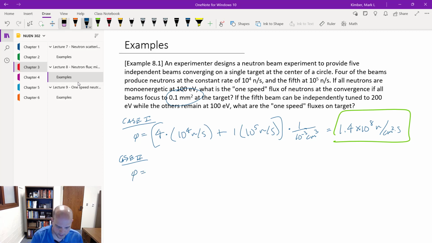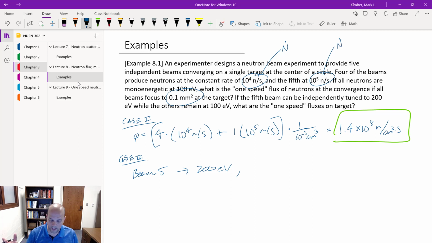And actually, let's do this. Let's just make a note here. Beam 5 is changed to 200 eV. But it's important to note that this here, this is my neutron rate, neutrons per second.